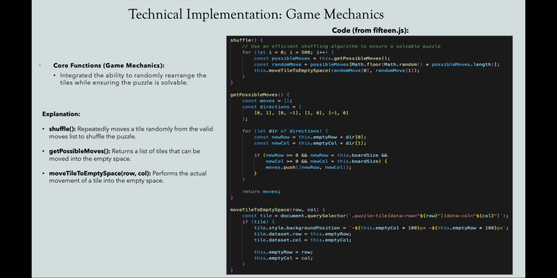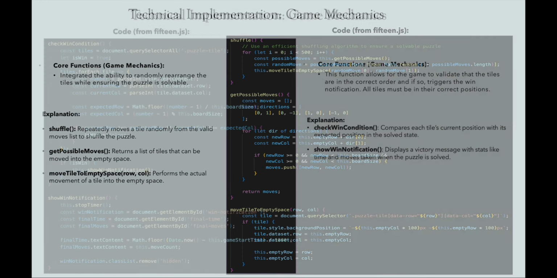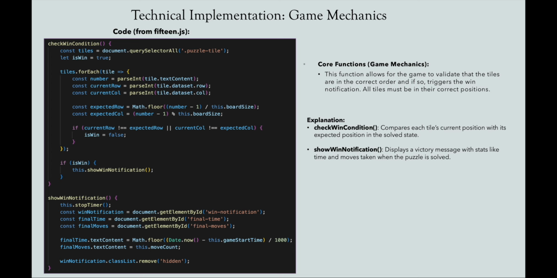Then we have the move tile to empty space, with row and column inputs. We're going to perform the actual movement of a tile into the empty space. Again, as you can see in the code snippet to the right, we utilize the if condition in order to get this process to work. Then a few more game mechanics.